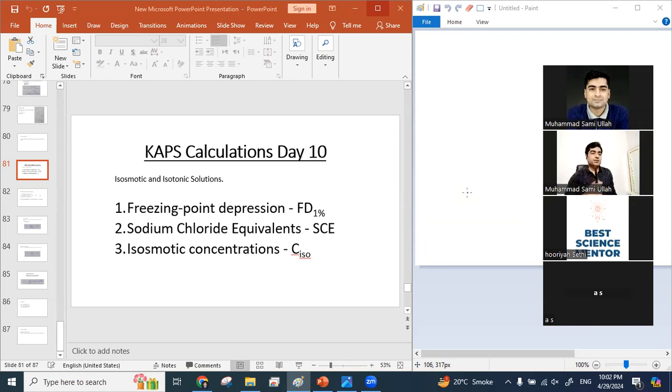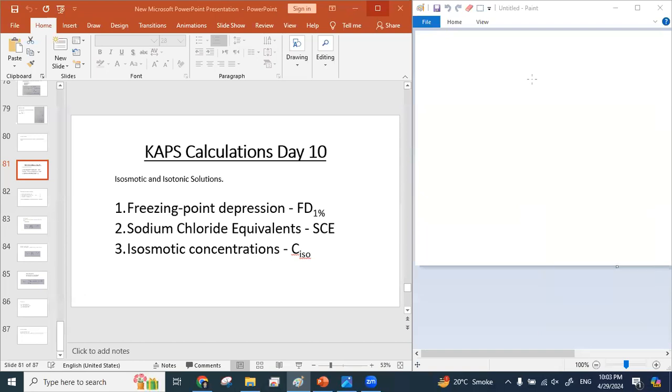Bismillahirrahmanirrahim. This is day 10 of our KAPS calculation, and today we will go through the chapter related to osmotic and isotonic solutions. This is a real small chapter, very simple, straightforward, no tricky questions, just a bit of formulas that we need to memorize, and that's it.